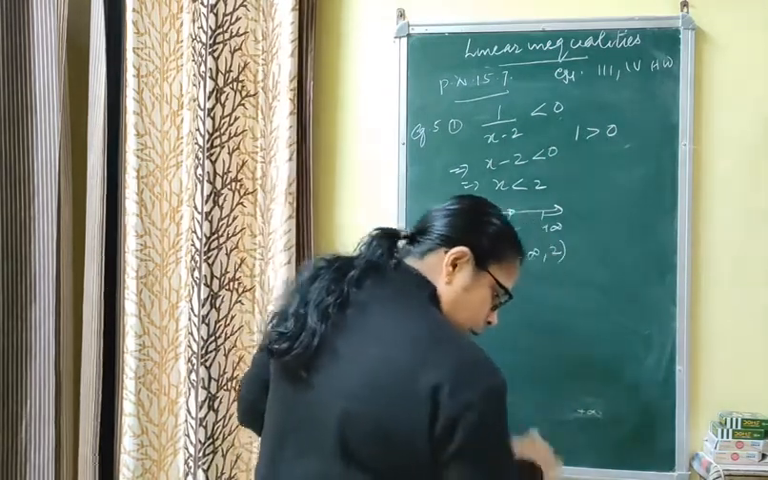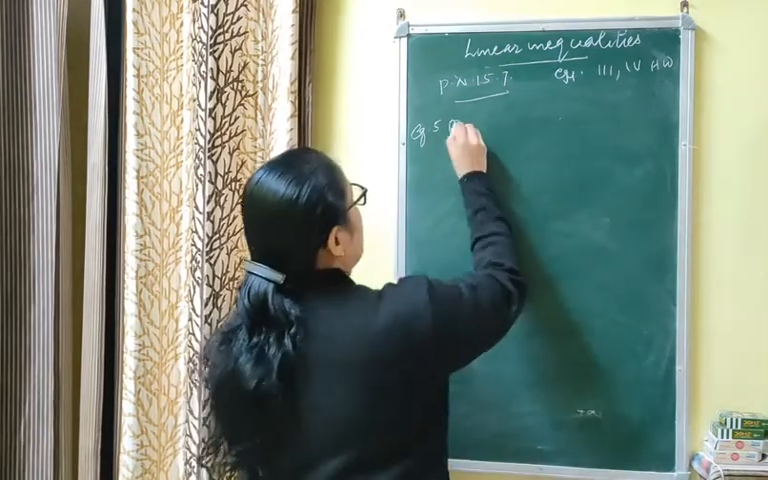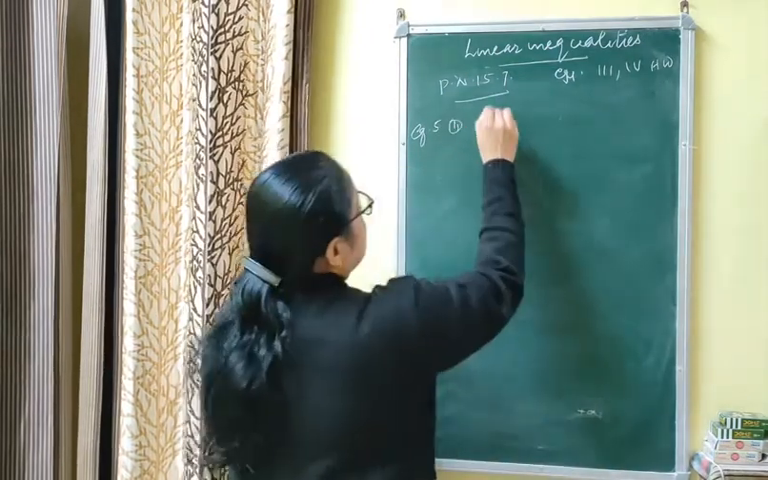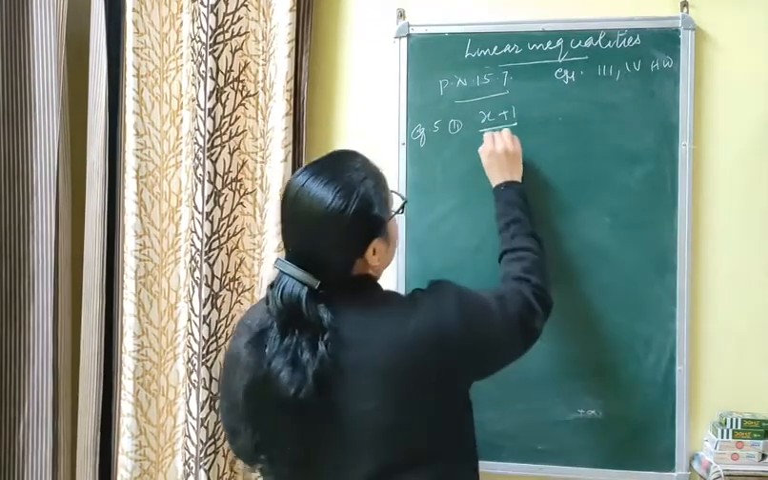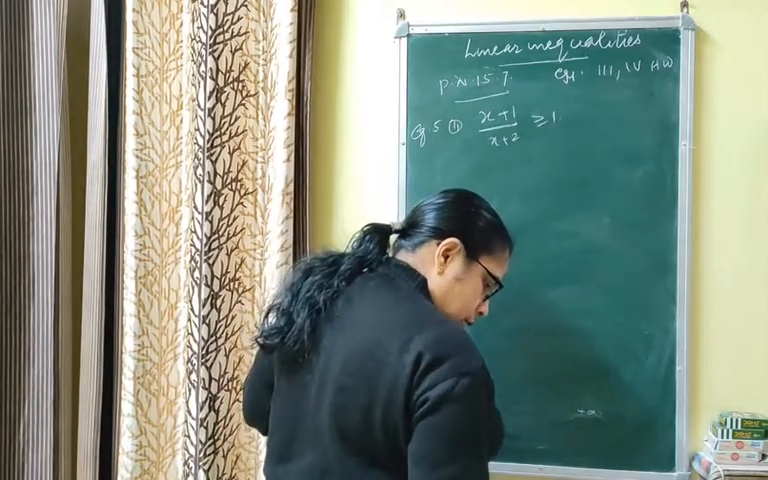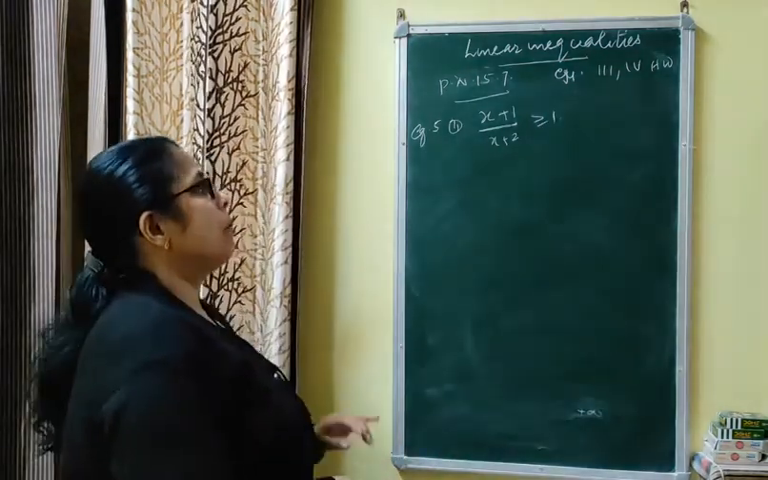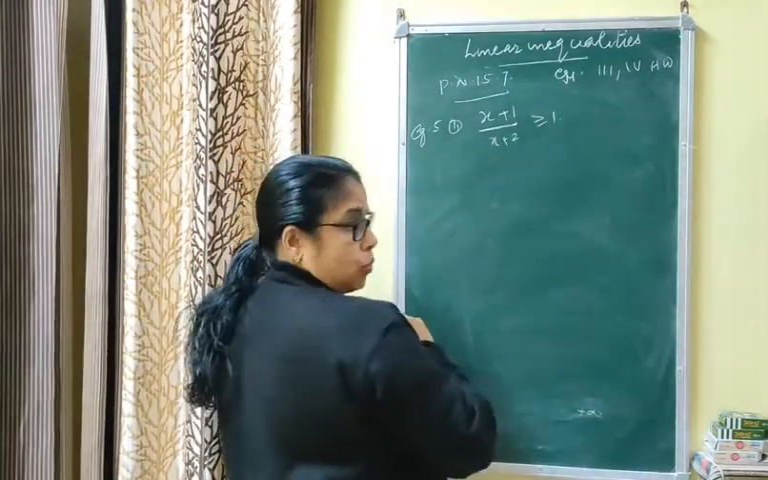Next question, this type of question is very important. Second part: both in numerator and denominator there is variable, x plus 1 divided by x plus 2 greater than or equal to 1. In this type of question, students used to multiply the denominator of the LHS by the numerator of the RHS.